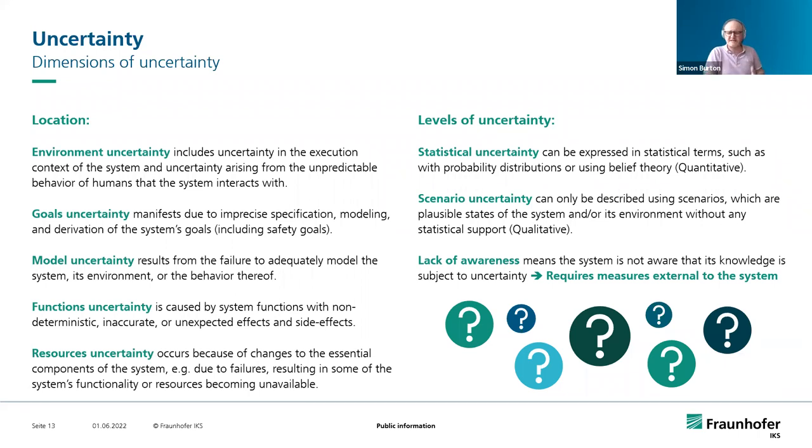And lastly, there's the third level of uncertainty, which is a total lack of awareness that our knowledge is lacking. So this is our unknown unknowns, as Donald Rumsfeld once called it. And this is very dangerous, obviously, because this isn't something that we can build mechanisms into the system to counteract. So it requires some sort of measures outside of the system as well.